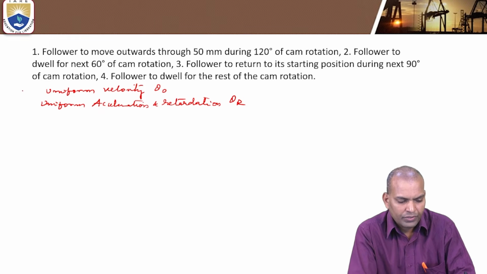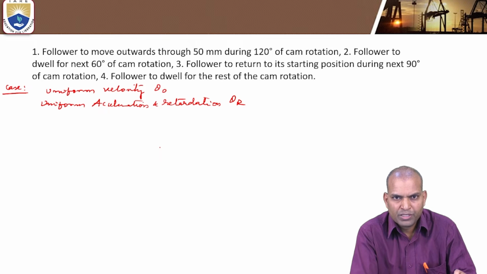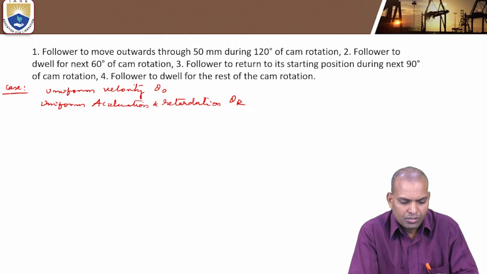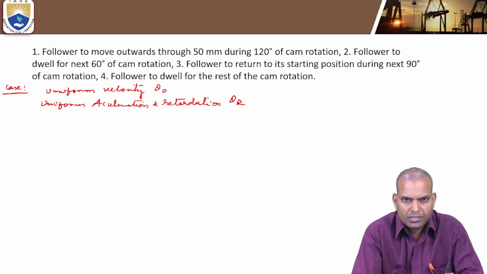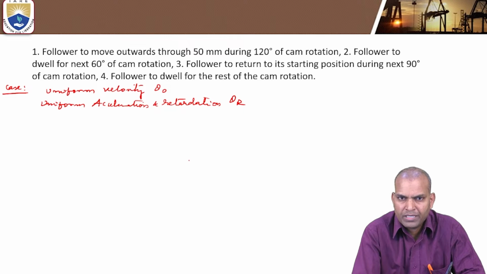Now for this case, how to draw the displacement diagram? So what is the displacement diagram? The displacement diagram is the diagram of the angle of rotation of the cam versus the lift of the follower. That is known as a displacement diagram.